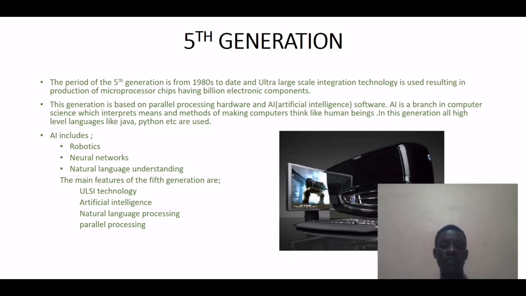The fifth generation. The period of the fifth generation is from the 1980s till date, and ultra large scale integration technology is used, resulting in the production of microprocessor chips having billions of electronic components, that is transistors, capacitors, among others. This generation is based on parallel processing hardware and artificial intelligence software. Artificial intelligence is a branch in computer science which interprets means and methods of making computers think like human beings.